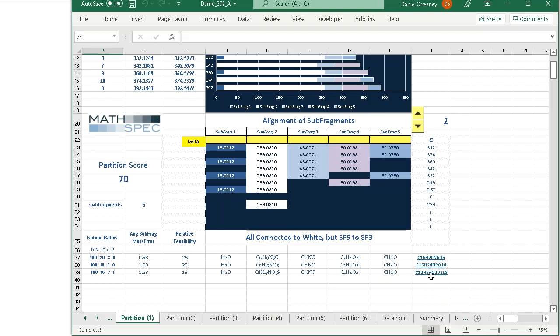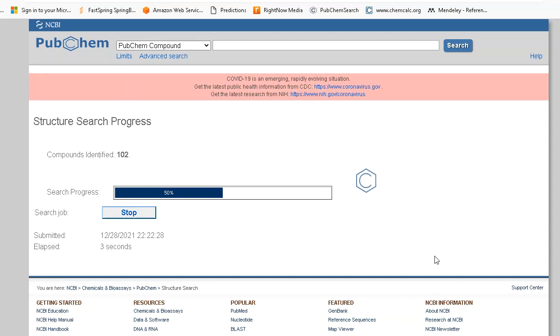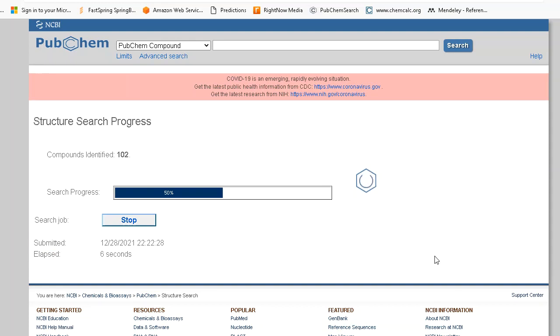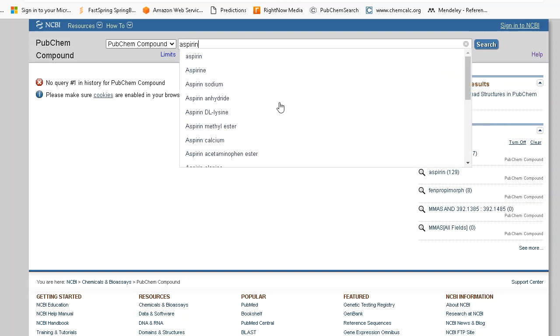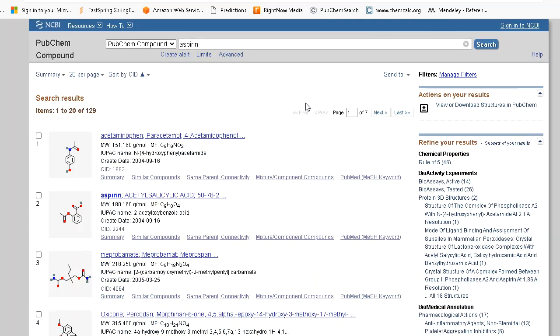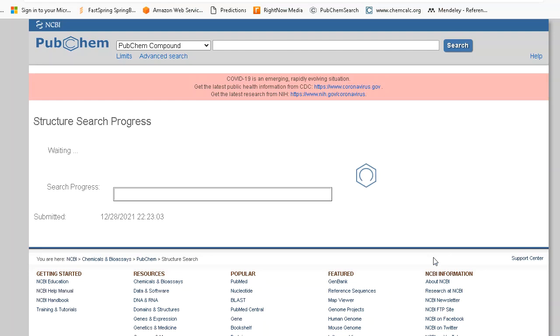These formulas of the whole molecule are hyperlinks to Pubchem. So I'm going to click on that. It says that there's 102 compounds with that formula. Now frequently I get this problem where there's no query, so it won't let me put more in there. So what I'm going to do to get around this, it's irritating, I'm just going to search for aspirin. That'll start, and now I can go back. I don't know why that is. I think it's a bug in the Pubchem software.